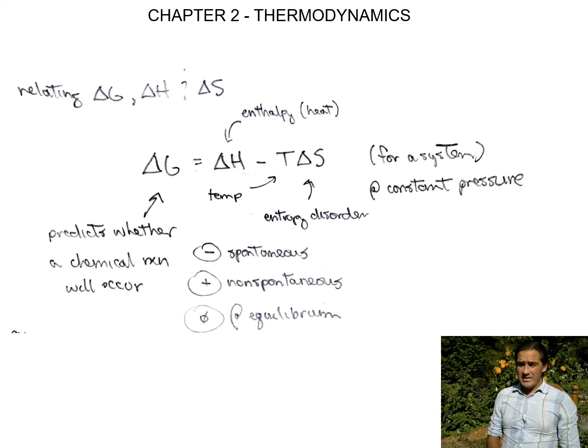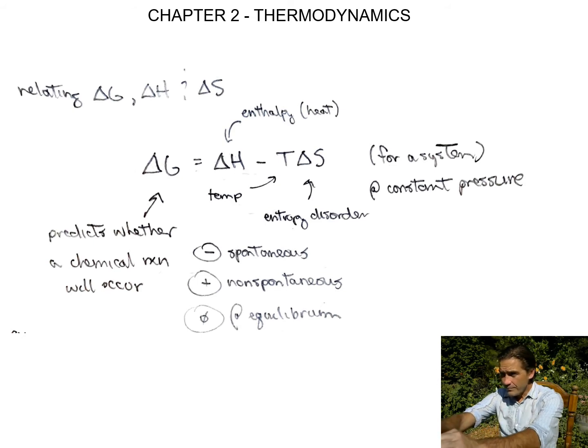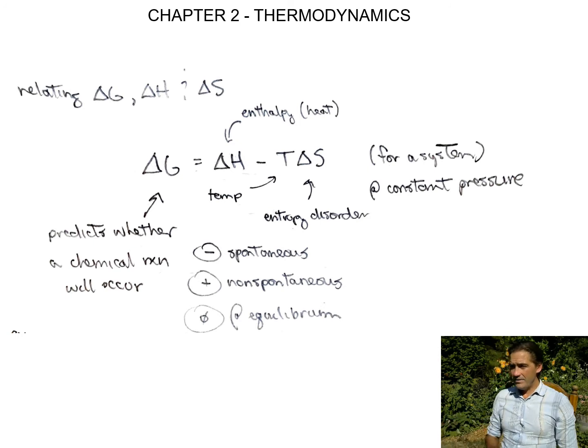And so we can relate delta G to the first and second laws of thermodynamics, where we can relate delta G with delta H and delta S. I want you to be able to use this equation because a lot of information is in the form of entropy and enthalpy, but from that you can calculate the free energy. And so again, we will use this equation to predict whether delta G is negative or positive and whether or not a reaction will occur.